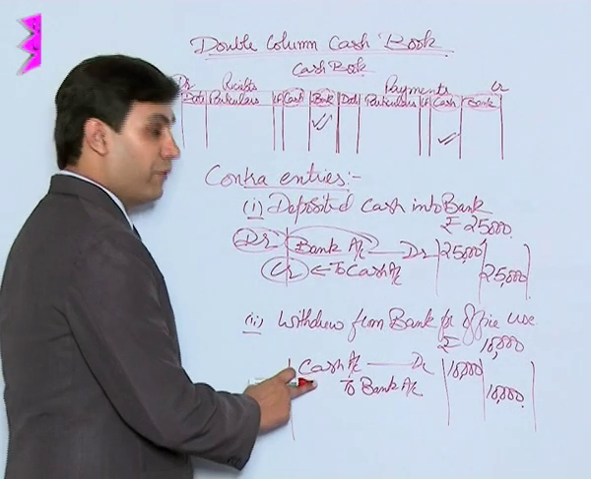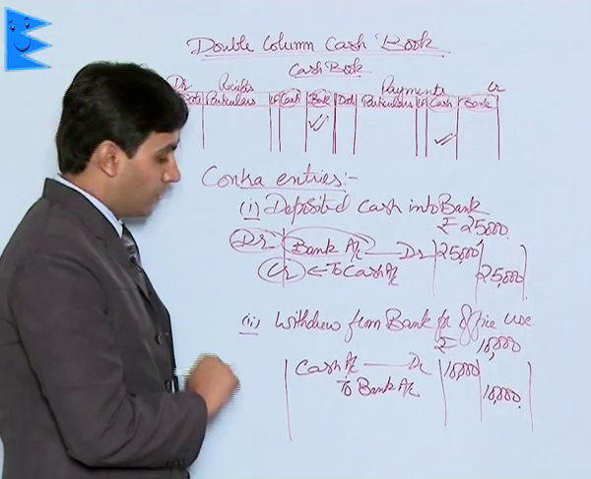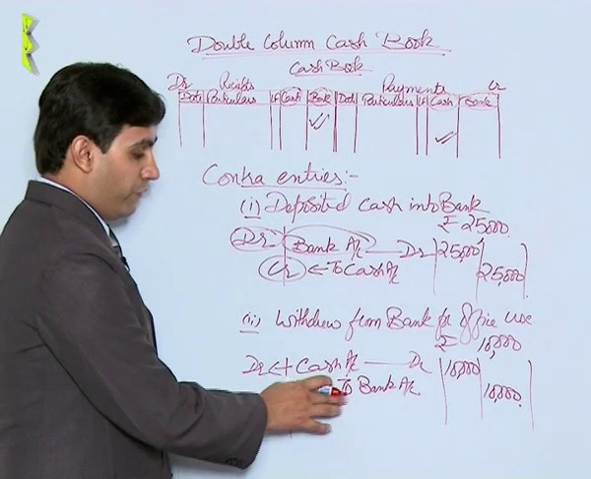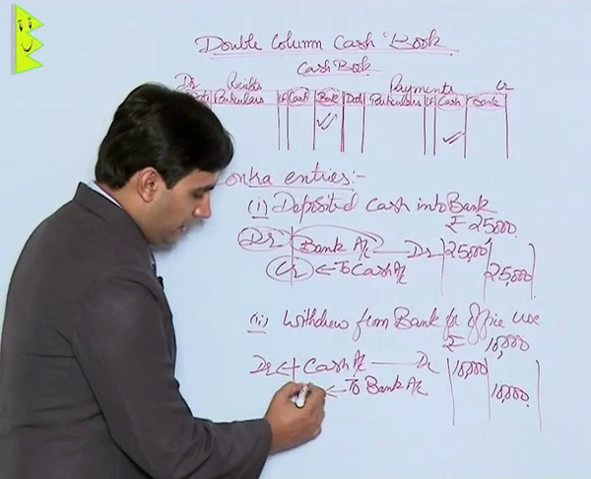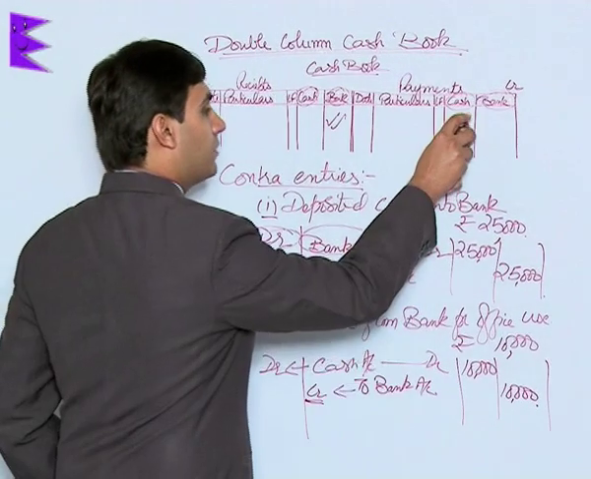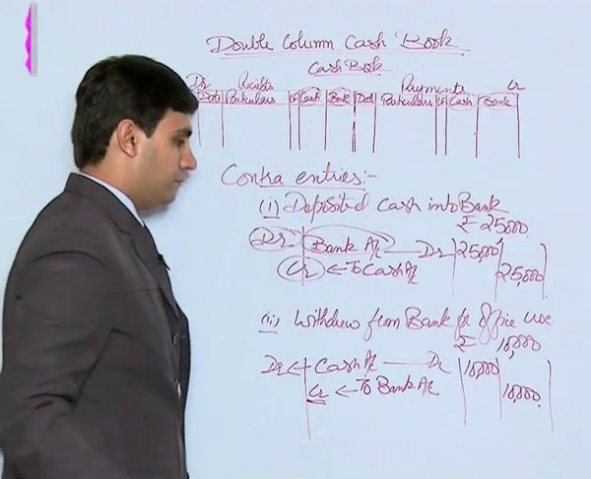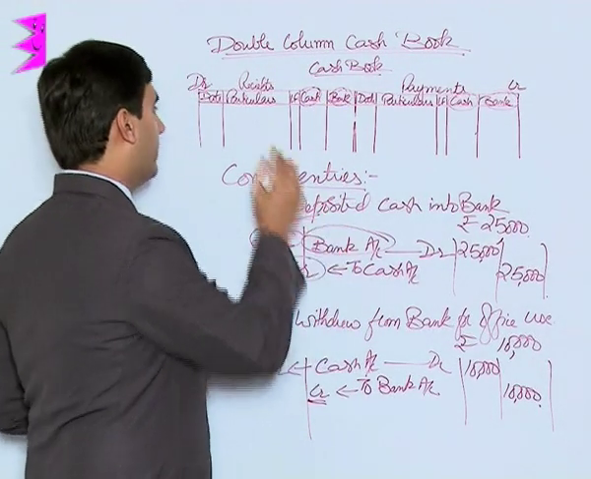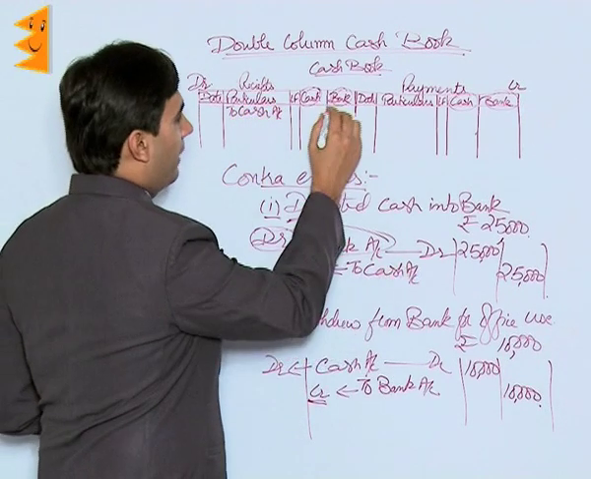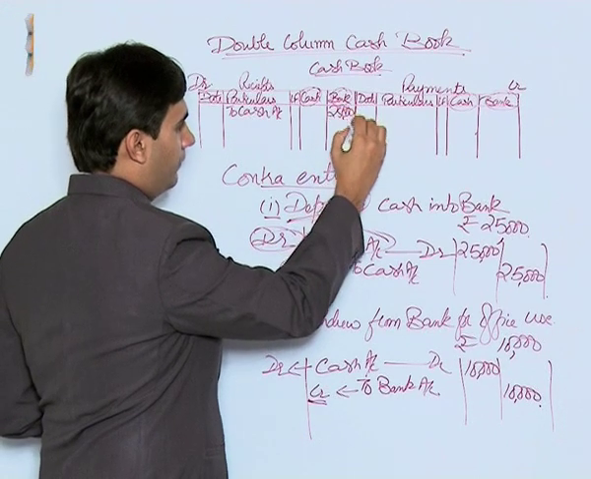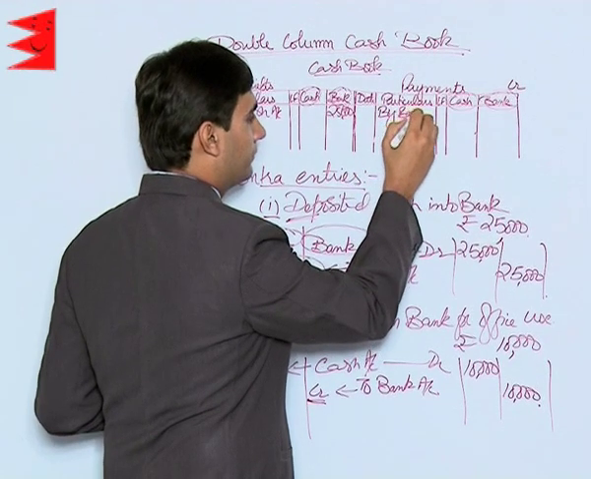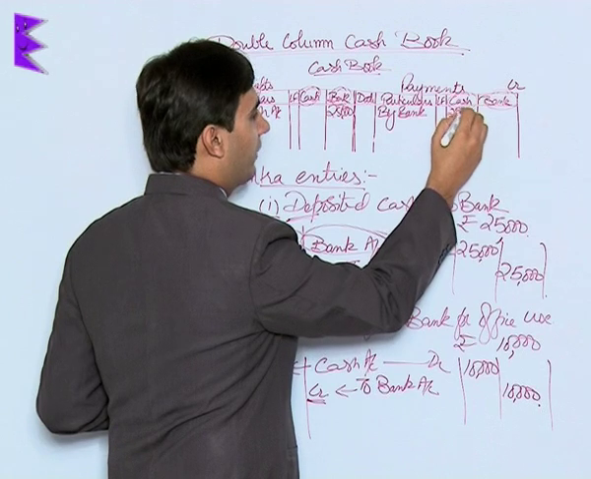Now students, whenever we post this into our cash book, since cash has been debited, it will be recorded on the debit side, that is the receipt side, whereas it will be recorded on the credit side in the bank column. Now students, let us try and understand these two transactions by posting them here. For the first transaction students, bank is debited, so on the debit side we will write to cash in the bank column 25,000, and cash has been credited, so by bank in the cash column, we'll make an entry of 25,000 rupees.